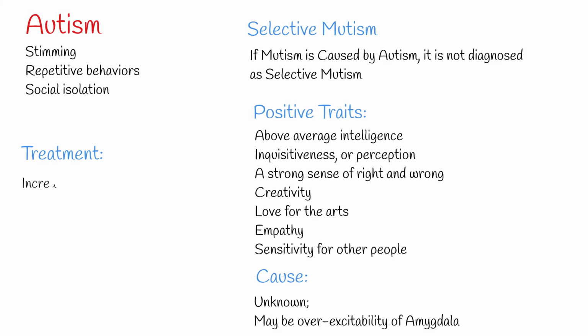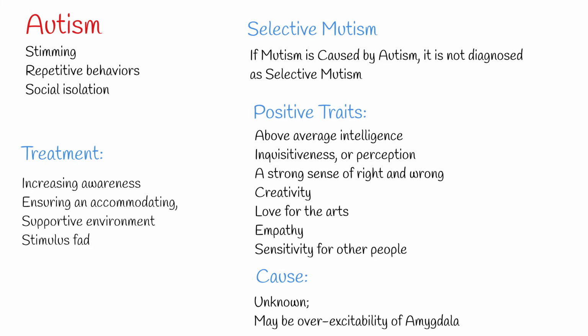In many cases, the condition will not improve with age. So, effective treatment is necessary. Without treatment, selective mutism can contribute to chronic depression, further anxiety, and other social and emotional problems. Regardless of the cause, increasing awareness and ensuring an accommodating, supportive environment are the first steps towards effective treatment.